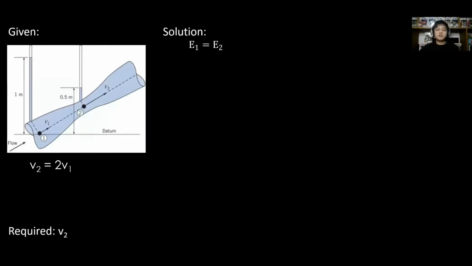Consider the relationship of the total energy at points 1 and 2. And take note that for the given, we have the relationship of the velocities, that is V2 is equal to twice V1. Again, for a smaller area, the velocity is greater than that of the larger area.